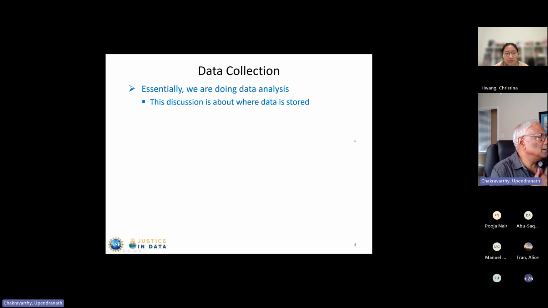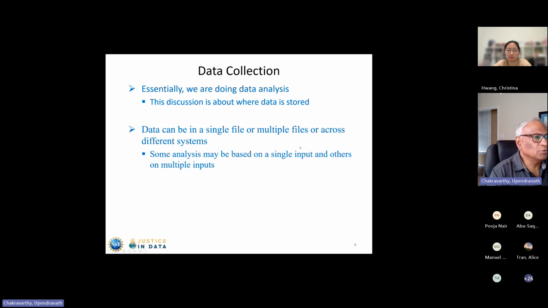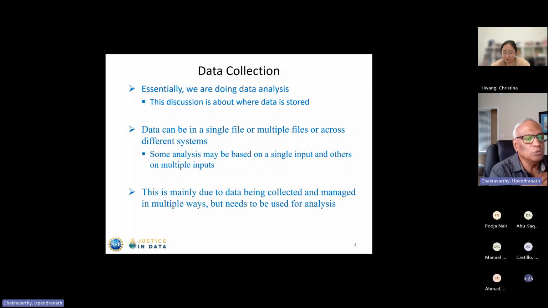Essentially, our goal, for people who are in the bootcamp, is to understand data analysis. This discussion is about where data is stored. Data can be in a single file, or multiple files, or even across different systems. Some analysis may be based upon a single input and others on multiple inputs. So you have to have some strategy to make sure that you understand what it means to collect or use data from multiple sources to do your analysis.